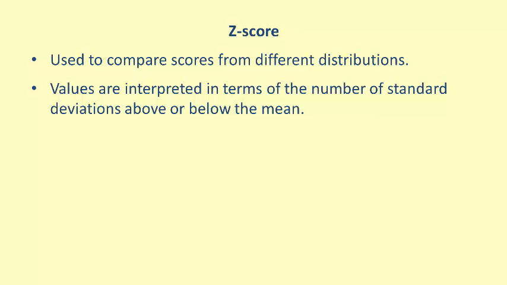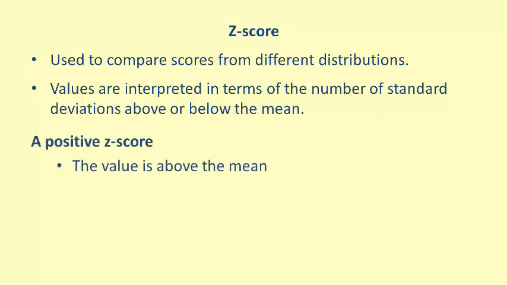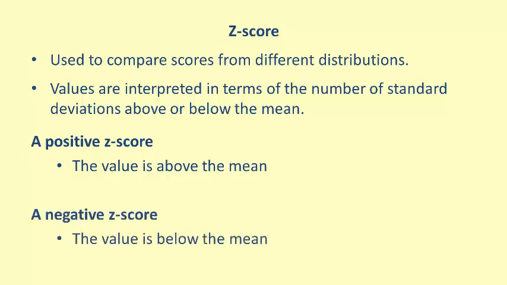A z-score makes it possible to compare scores from different distributions. The values are interpreted in terms of the number of standard deviations their position is above or below the mean. A positive z-score indicates the value is above the mean. A negative z-score indicates the value is below the mean.